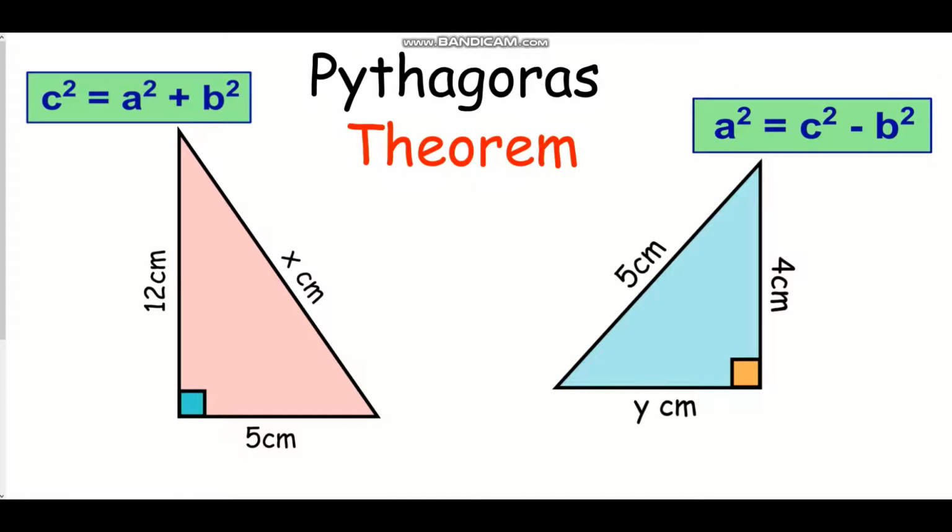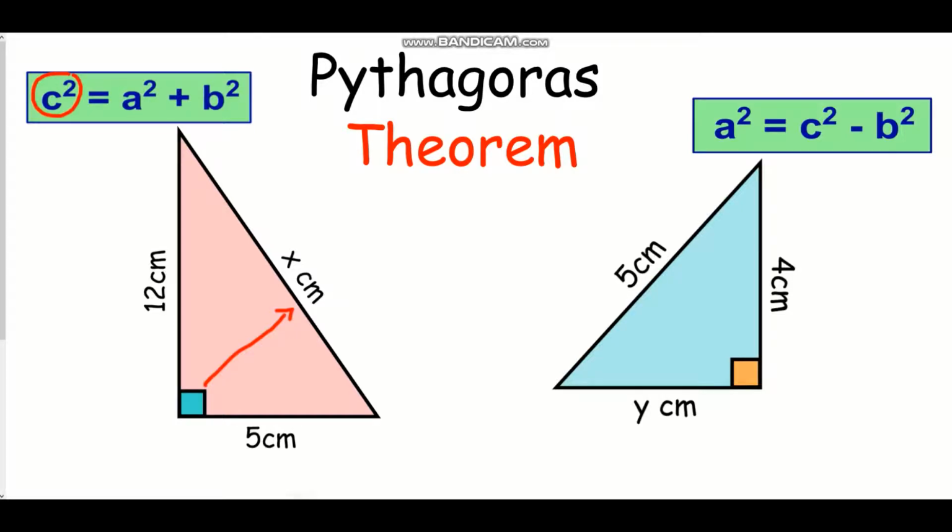Hopefully you said that the triangle on the left hand side needs to be using c squared equals a squared plus b squared. The reason for that is because the side that is opposite the right angle, that one there, is missing. That's our hypotenuse, the longest side. So we are using c squared at the start of our formula, which is the longest side of the triangle. That's the subject of this equation.